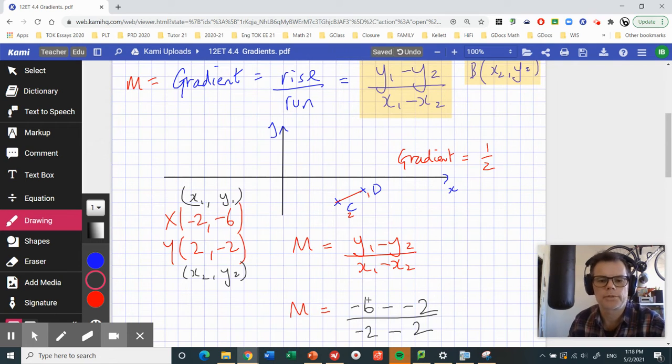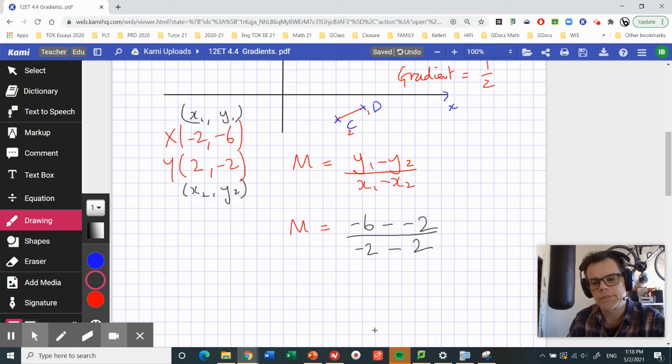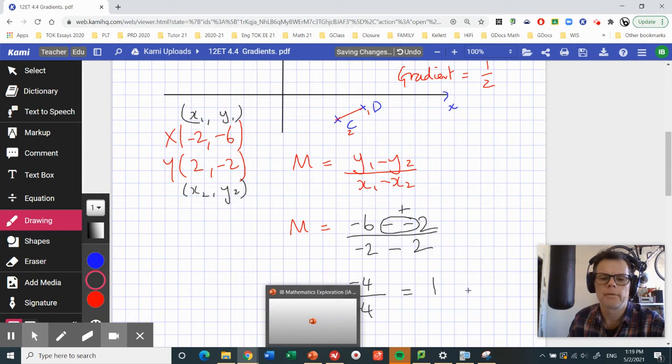So y1 minus y2, the difference in the y values over the difference in the x values. Obviously, this is going to really test your understanding of negative numbers, something else at GCSE, which may have been a bit of a challenge, working out what -6 minus -2 actually is. What is -6 minus -2? It's -6 add 2, which is -4. And on the bottom, -2 minus 2 more is also -4. So the gradient there is 1.